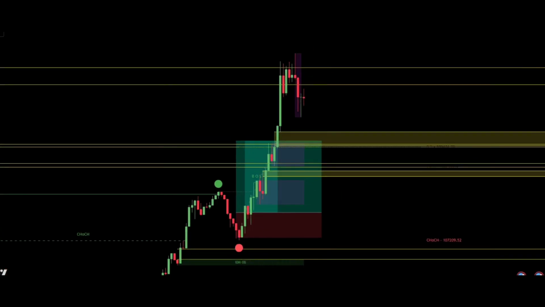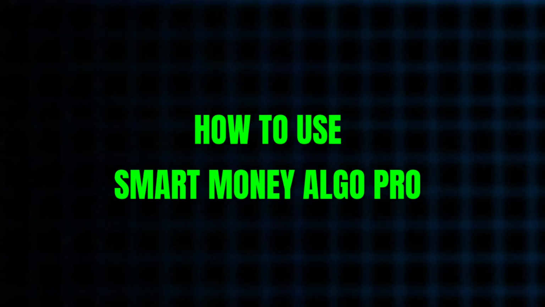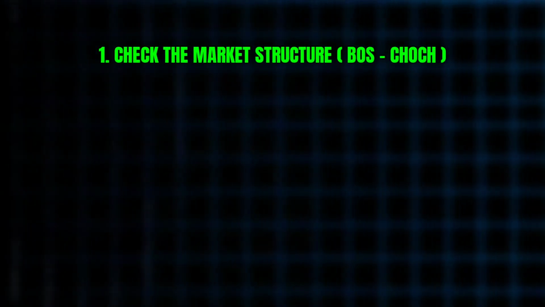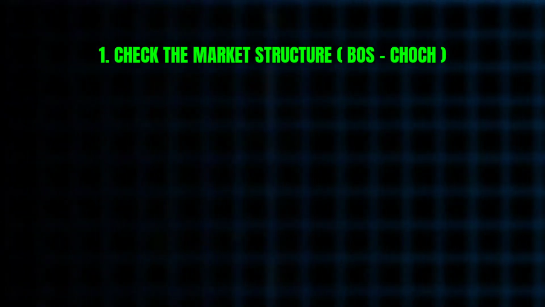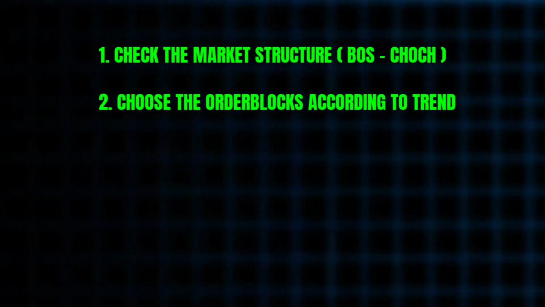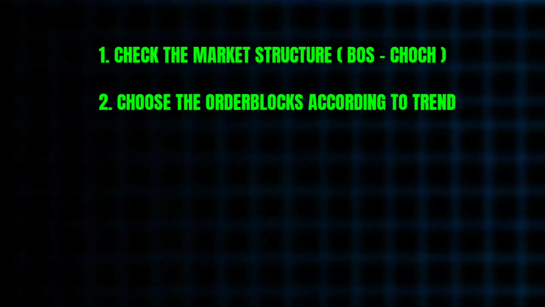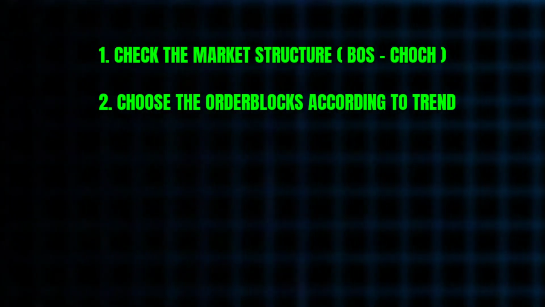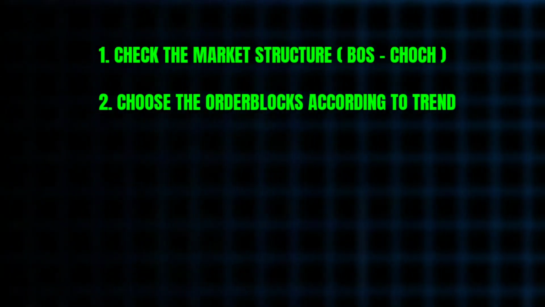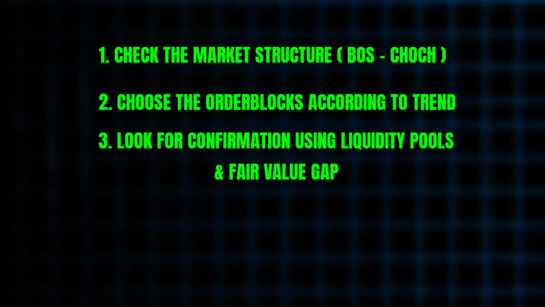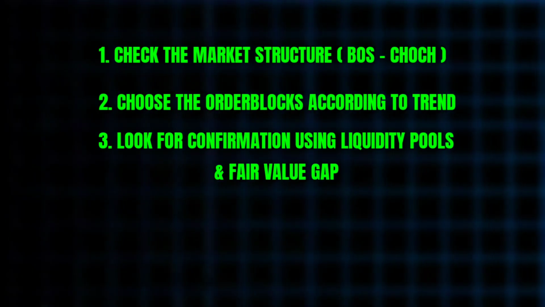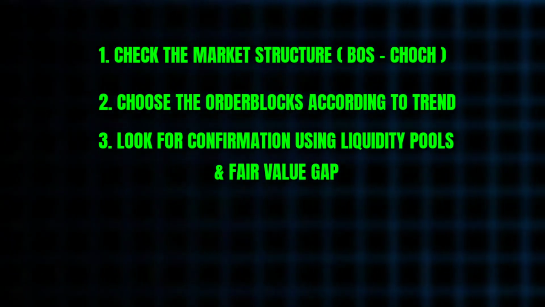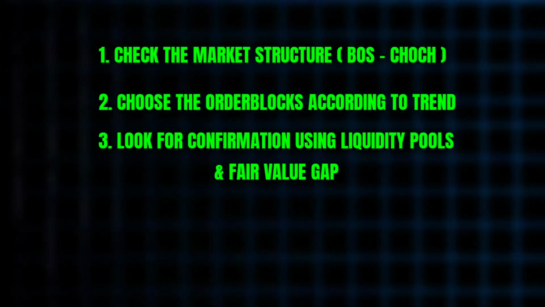So now let's summarize everything. To use the Smart Money Algo Pro, follow these steps. 1. Check the market structure using BOS and CHoCH. 2. Find the matching order block. This could be extreme, inducement, historic, or a golden zone. If multiple signals align, that's a high probability setup. 3. Look for confirmation using liquidity pools or fair value gaps. If the liquidity is swept, or the market returns to an FVG, it's your signal to enter.